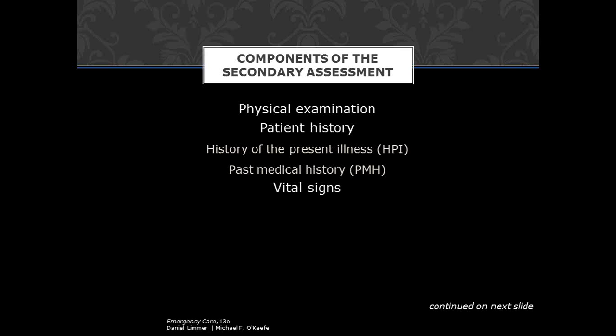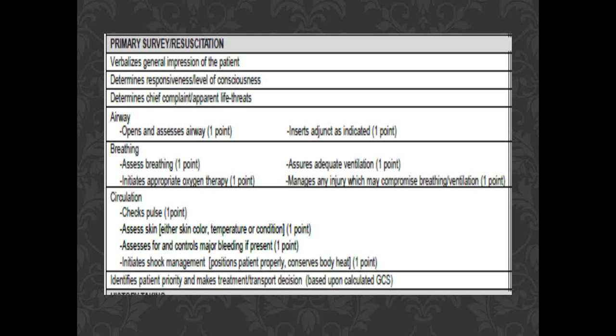So let's talk just a little bit about the components of the secondary assessment. Okay, it's going to consist of a physical examination, getting a patient history, and that patient history is going to include history of their present illness, what's going on right now, and then their past medical history. So all of those are going to give us a peek into this puzzle that we're working on. And then we want to get a good set of vital signs for a couple of reasons, and we'll talk about those vital signs here in just a minute.